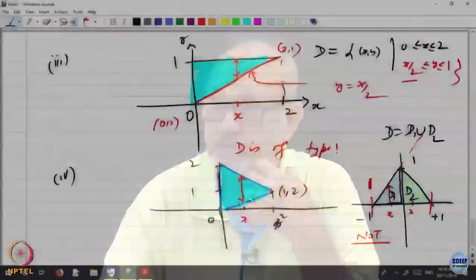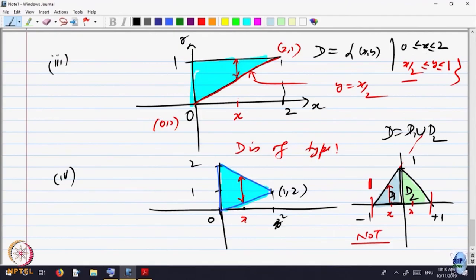So then I can write it as D1 union D2, right? They are non-overlapping and each is of type 1, because on D1 it goes from here up to here, okay. So this is the limit, and for D2 the limit is this line. The equations can be written down. Is it clear to everybody? The domain is not of type 1, but I can cut it up into two parts such that their union is the whole domain and each is of type 1. So that will be useful when we want to compute things, right?